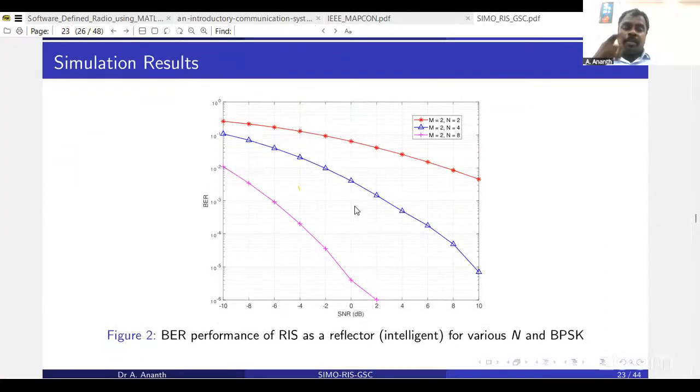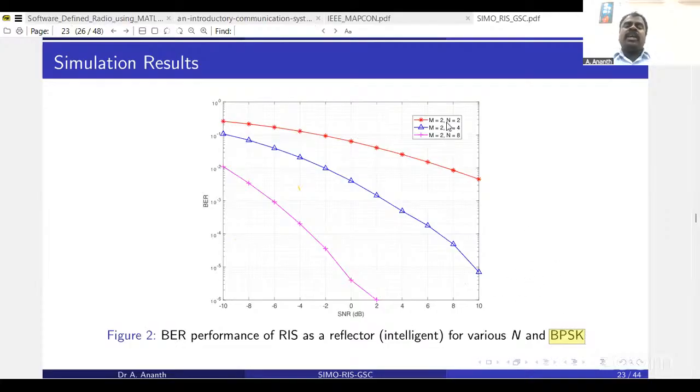So this is how the performance of your RIS as a reflector, especially intelligent, will look like. You can see the simulation results with SNR along the x-axis and BER along the y-axis. You can see the performance of 3 curves: one with M equal to 2 and N equal to 2, one with M equal to 2 and N equal to 4, and one with M equal to 2 and N equal to 8. Here M equal to 2 represents BPSK modulation, where the total number of possible bits is 1 bit per symbol.